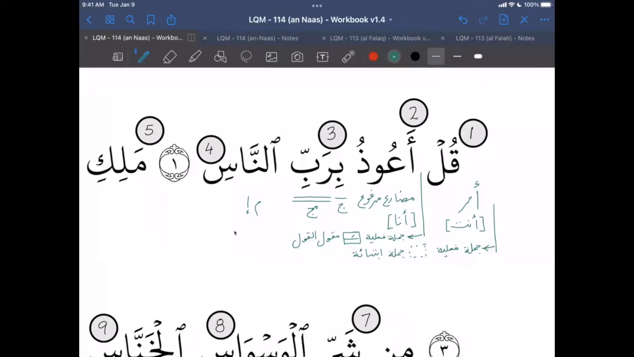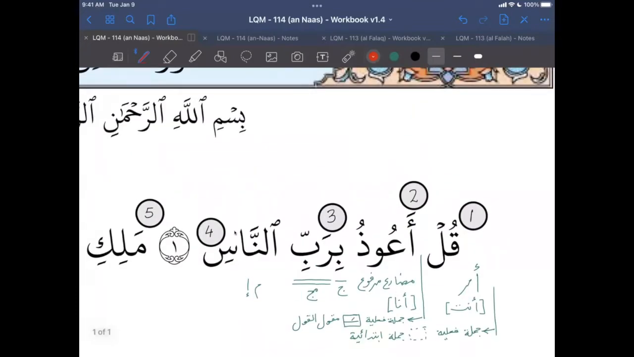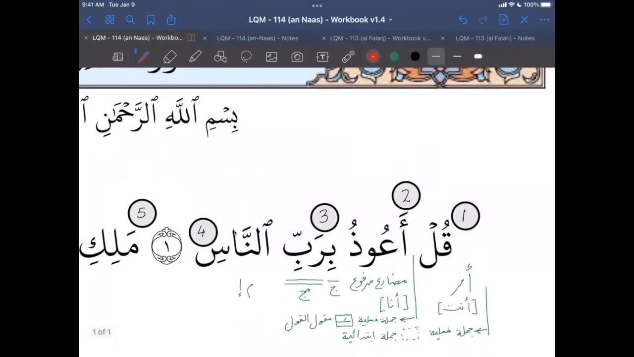So that's another analysis that you will see in some of the analysis books. I will mention it probably a few times, but not every single time. It's the beginning sentence, and it has no place as a sentence. It has no place in the analysis. So that's where we call it la mahalla laha min al-i'rab. So qul a'udhu bi rabbin nas. Now we look at the morphology and the lexical analysis of each of the words that comes in this ayah.